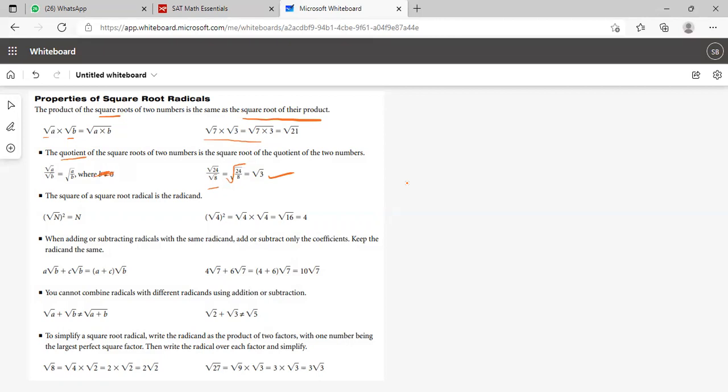Yes, ma'am. The square of a square root radical is the radicand. Okay, so what is the radicand in this case? What is the radicand in this case?